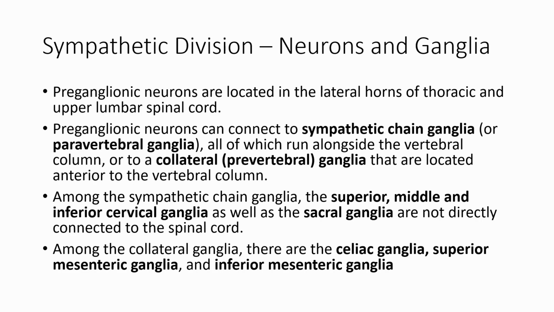I'll probably use the term sympathetic chain ganglia for you guys, but these are going to run alongside the vertebral column, or we go to a collateral prevertebral ganglia, and those are just anterior to the vertebral column, and we'll see this in a picture in just a second. When we look at the sympathetic chain ganglia, we have a couple areas that extend upward or downward that don't directly connect to the spinal cord. That's the superior, middle, and inferior cervical ganglia, which extend upward, and the sacral ganglia, which extend downward. Also among the collateral ganglia, we have the celiac, the superior mesenteric, and the inferior mesenteric ganglia. And again, we'll see these in a picture in just a second.